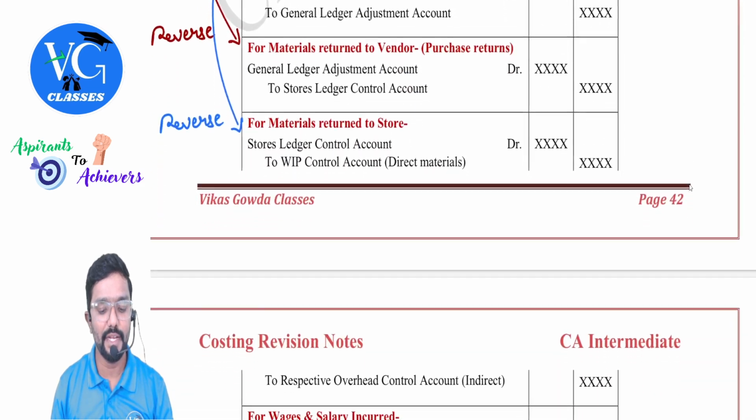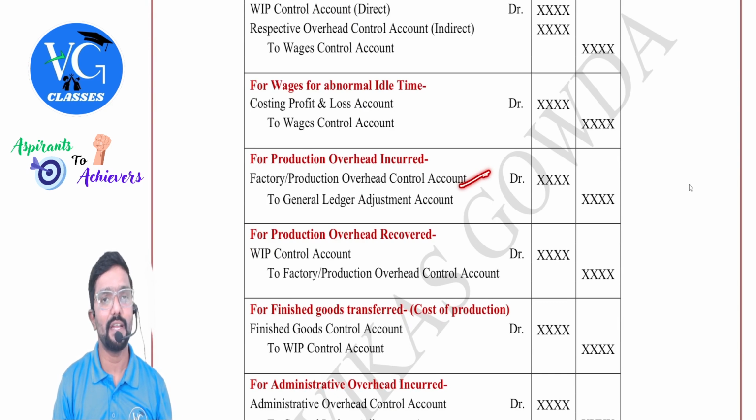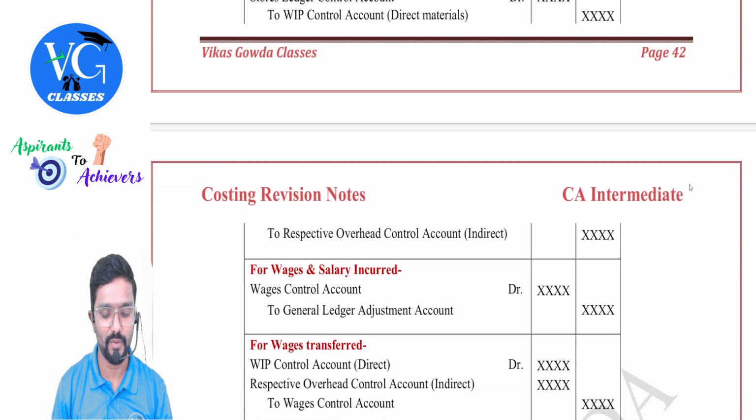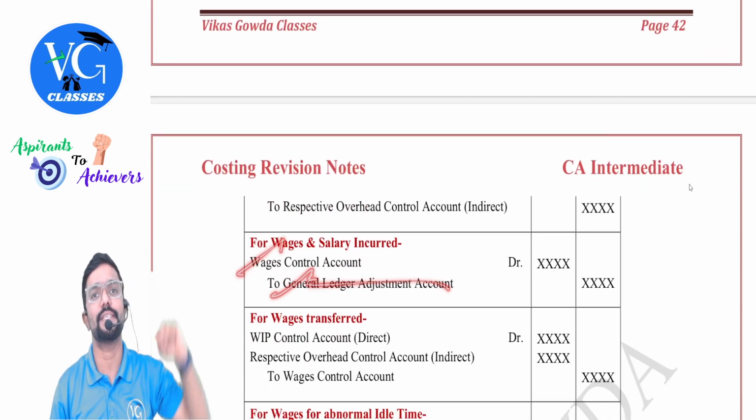Next, for any overhead incurred, guys. What was the entry under non-integrated? Overhead to general ledger. But now, cash or bank. Even for wages incurred, what is the entry, sir? Wages to general ledger under non-integrated. But now, cash or bank.